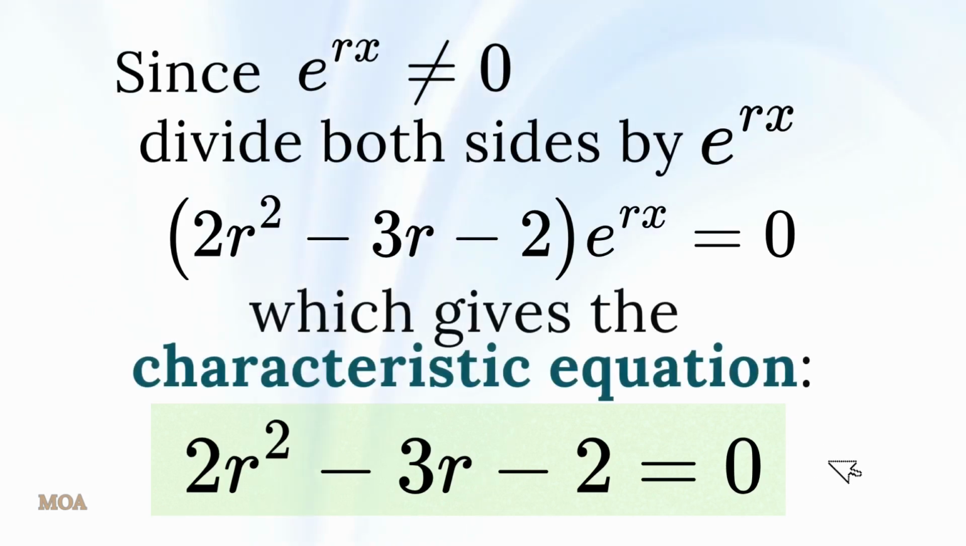Since e raised to the power of r times x is never 0 for any real number x, we divide both sides of the equation by e raised to the power of r times x, which gives 2r squared minus 3r minus 2 equals 0. This algebraic equation is called the characteristic equation.